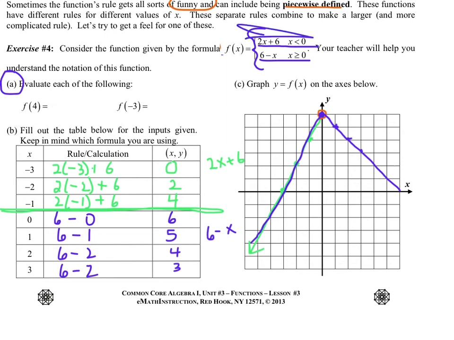So if I look back at the function, let me erase that. When x is 4, well, I have to figure out which piece of the graph I'm in. When x is 4, 4 is more than 0, so I'm going to use this part of the graph, or this part of the function. F of 4 would be 6 minus 4, would be 2. When x is -3, -3 would be this part of the function, so I would do that calculation, 2 times -3 plus the 6, and I actually already did that down here, it's 0.